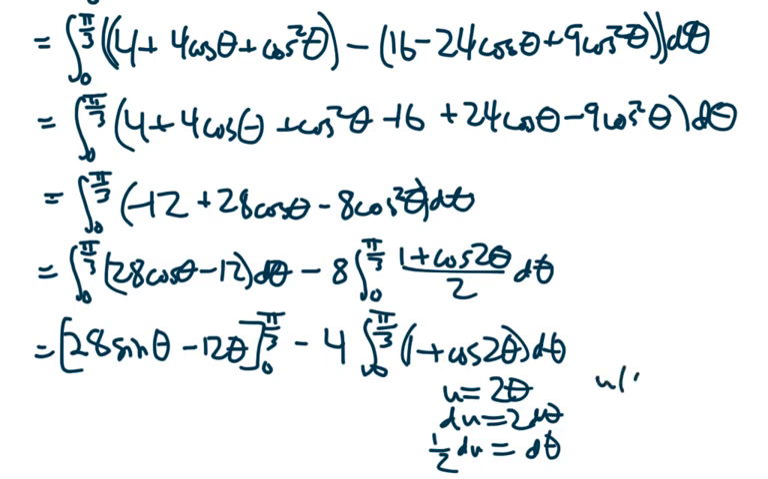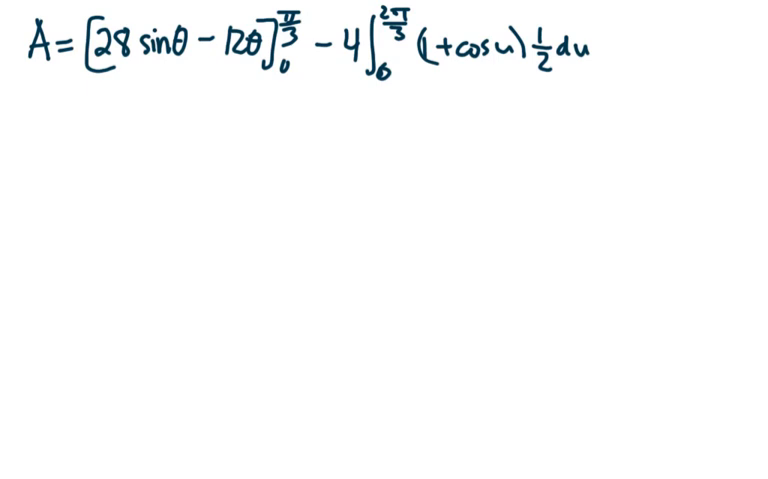This is a definite integral though, so you want to do u of 0, well that's 2 times 0 is 0. And u of pi over 3, that's 2 times pi over 3 or 2 pi over 3. So we're going to replace the limits of integration with these guys, and we're going to replace 2 theta with u and d theta with 1/2 du. So after our substitution, we should have this. Now we can go ahead and plug these guys in here and move this factor of 1/2 out front also.